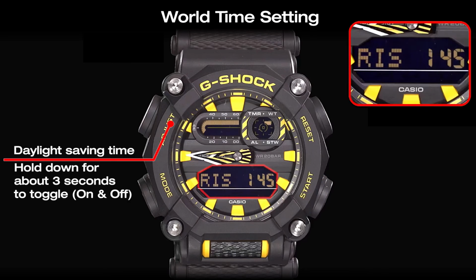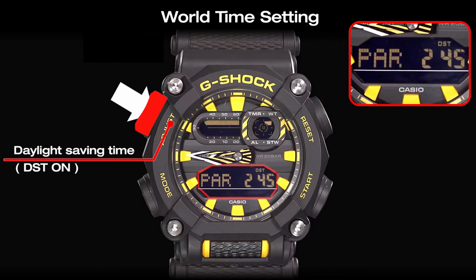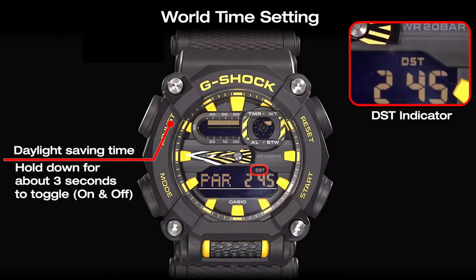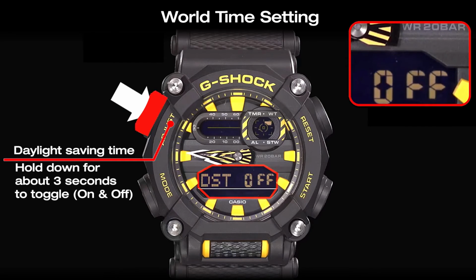Hold down the Adjust button for about 3 seconds to enable the daylight saving time. Same way, hold down the Adjust button to turn off the daylight saving time.